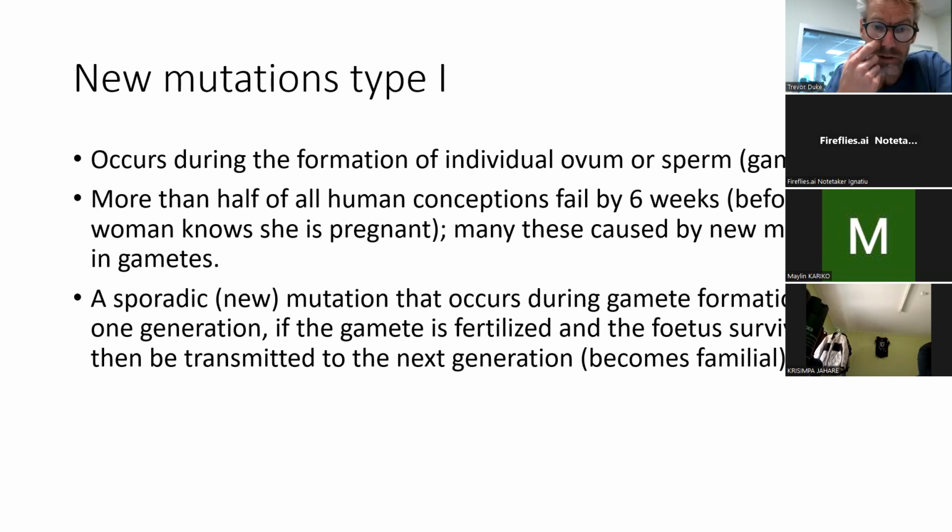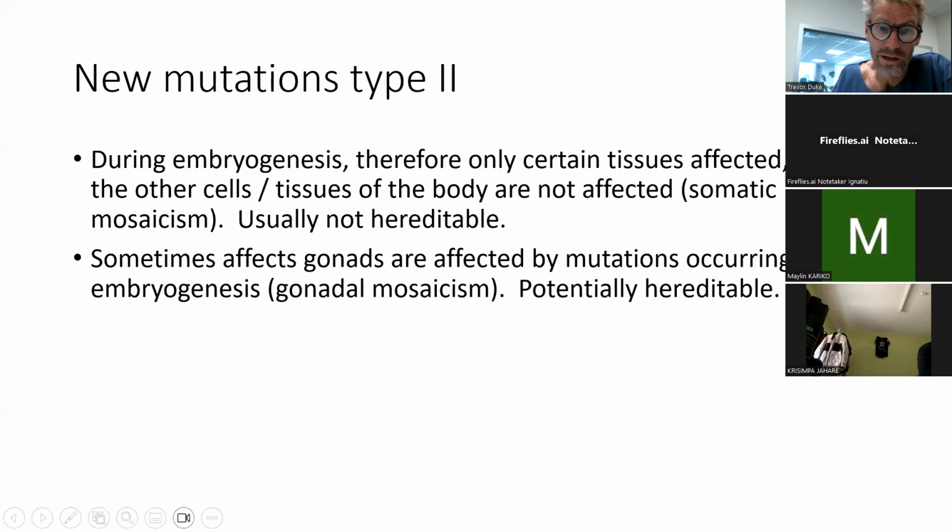in gamete formation. Now, if a mutation occurs during gamete formation in one generation, and the gamete is fertilized with an ovum or a sperm, and the fetus survives, then that genetic mutation will be transmitted to the next generation. Therefore, it becomes familial. So that's the very earliest type of mutation that can occur.